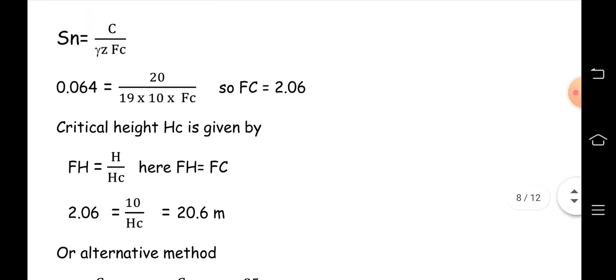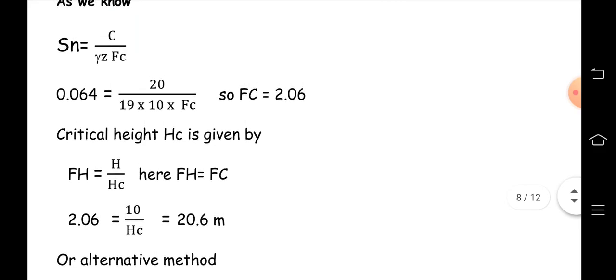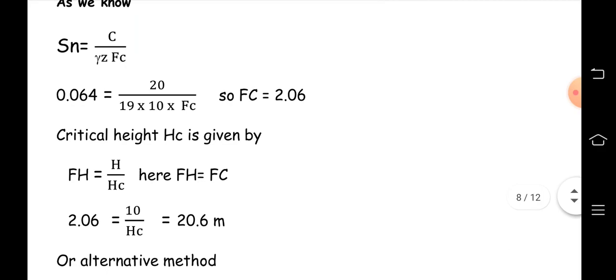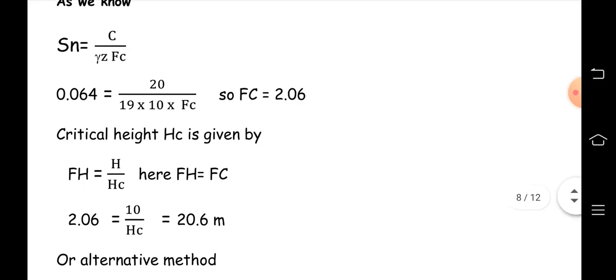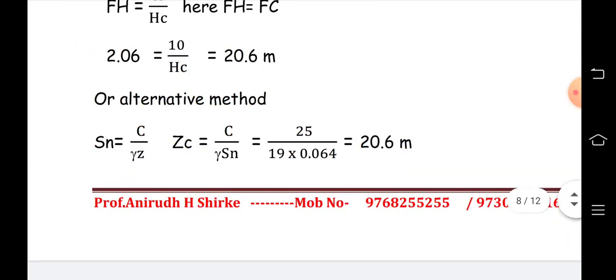So the critical height is given by Hc. Fh, the factor of safety with respect to height, equals H upon Hc. Here we assume Fh equal to Fc. So Fc equal to 2.06 equal to H, which is 10, upon Hc. So Hc equal to 20.06 meter. Or by an alternative method we can find Sn equal to C upon gamma Z. So Zc equal to C upon gamma into Sn. We just took the same value as there, that is 25 upon 90 into 0.064 equal to 20.6 meter.